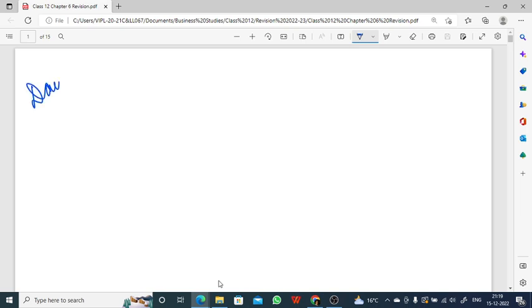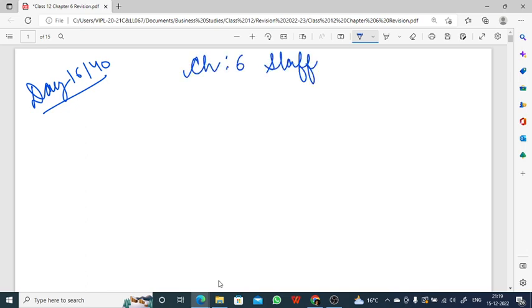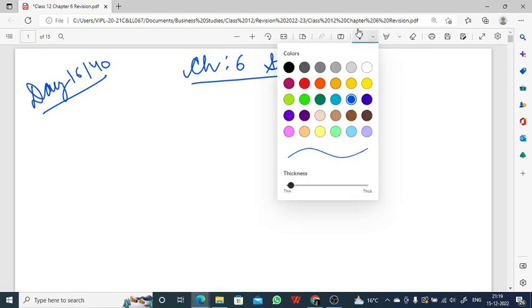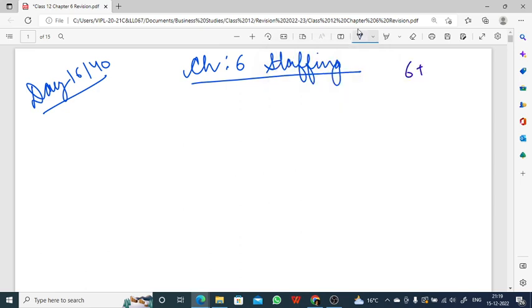We are on day 16 of 40 and we are starting chapter number 6, that is staffing. When we talked about planning and organizing, it fetched us 14 marks together. For staffing, individual chapter weightage is again not given, but chapters 6, 7 and 8, staffing, directing and controlling, together are for 20 marks. So this chapter is quite important, and a little bit lengthier also when I compare it with other chapters.